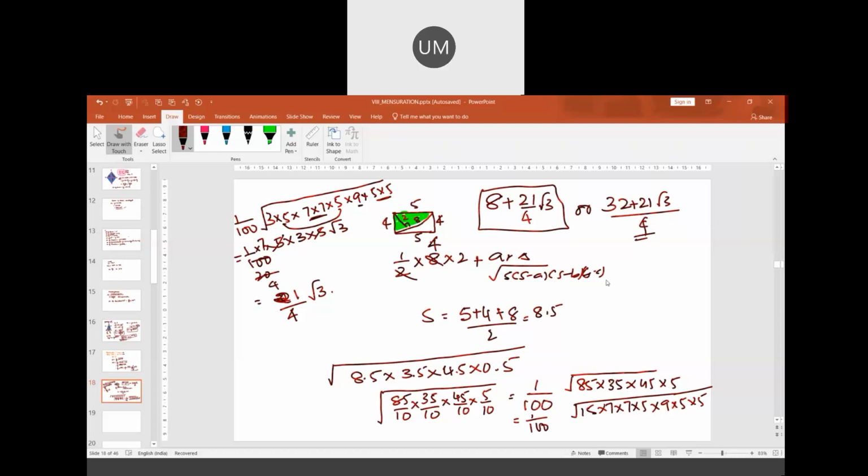Any other doubt? Only some time is left. You can ask doubt. Sir, how here 1 by 100 came? Surya's question: how has this 1 by 100 come? 10 into 10 into 10 into 10 is 10,000. Root of 10,000 is 100. Since it is there in the denominator, I have taken it as 1 by 100.